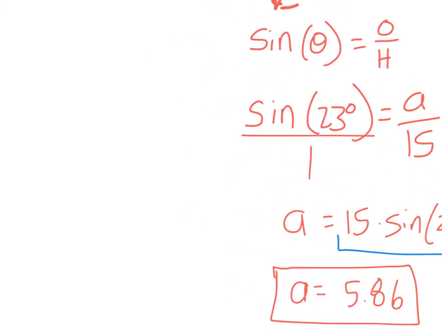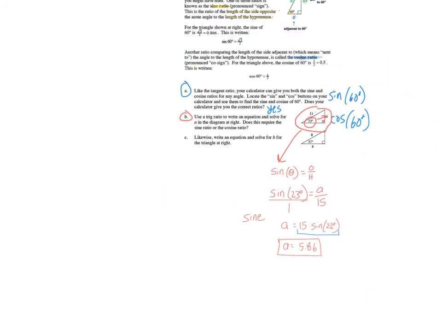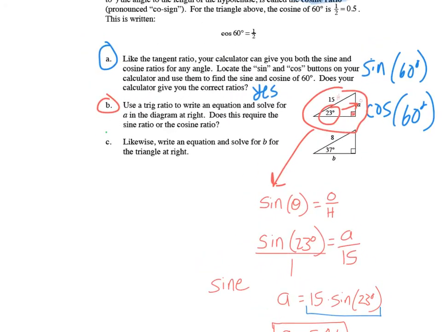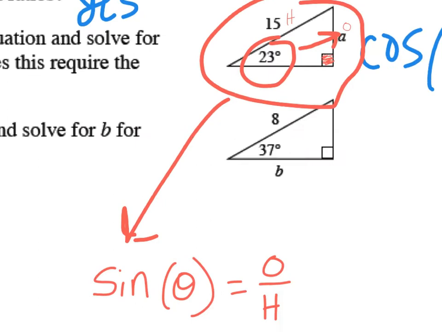So in this problem, in part B, we used the sine ratio. And the reason, again, that I used the sine ratio is because I had the opposite leg and the hypotenuse. Now that's going to differ slightly for part C. It says, likewise, write an equation and solve for B in the triangle to the right.